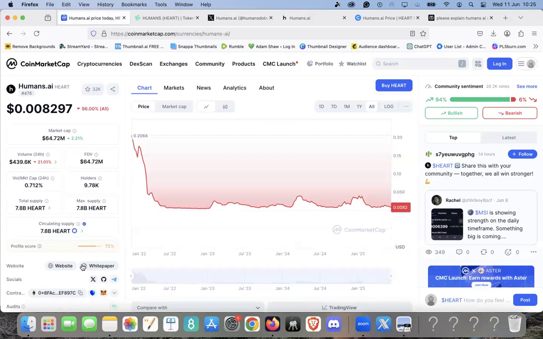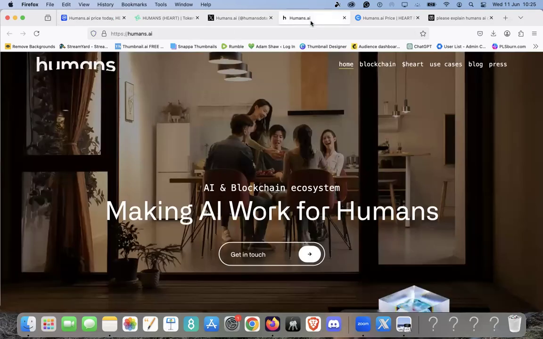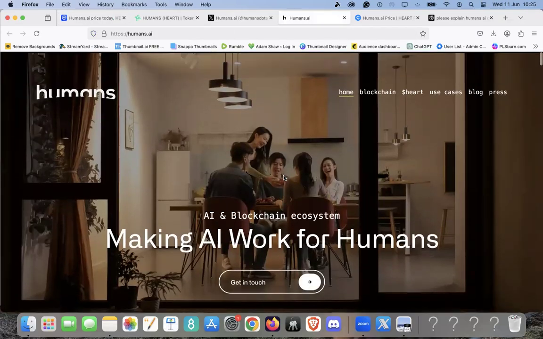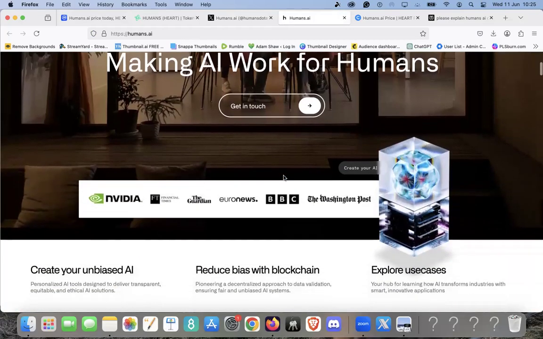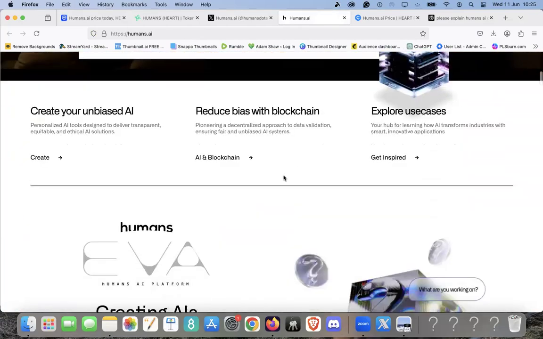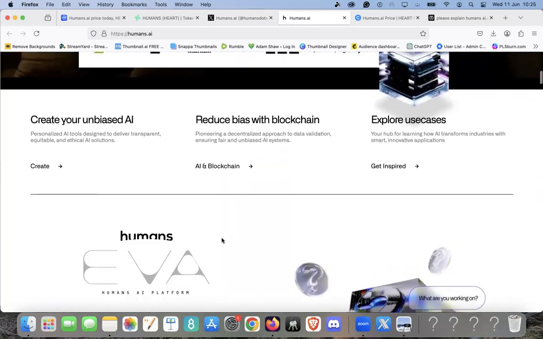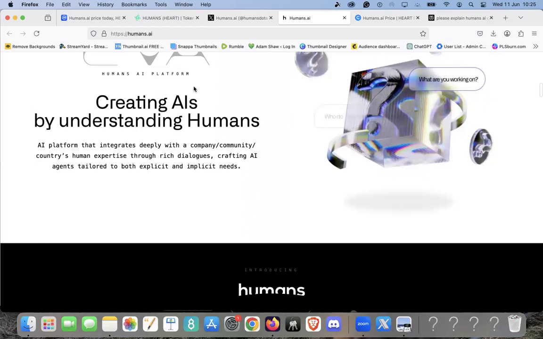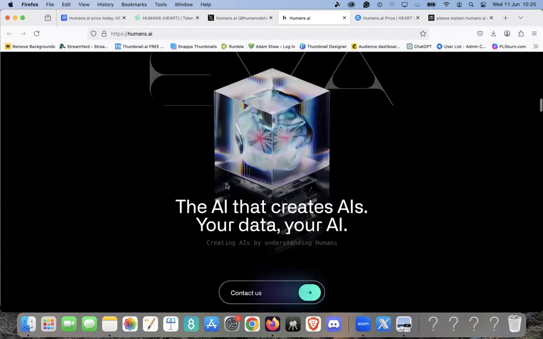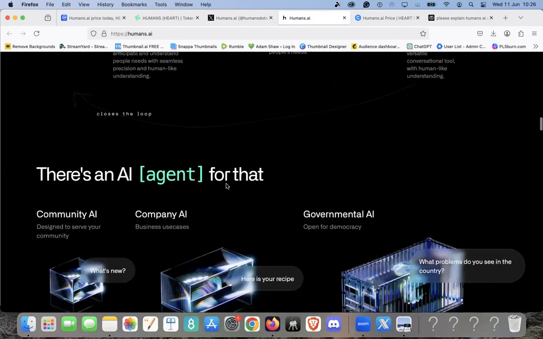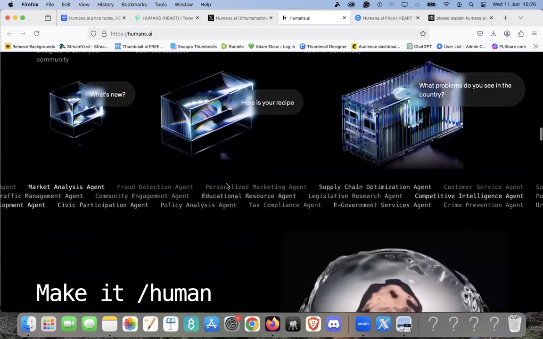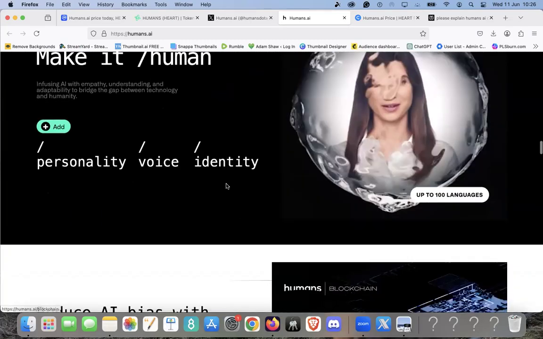So the next thing we do, we go to the website. And the website says, making AI work for humans. Now, we'll explain exactly what that means later. It's got the creating AIs by understanding humans. Well, we'll explain what that means a little bit more simply.